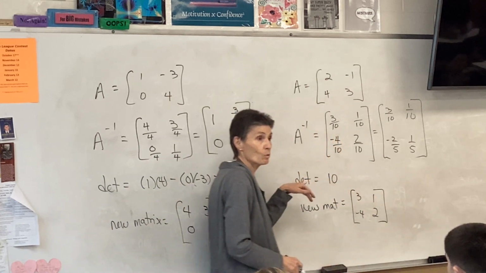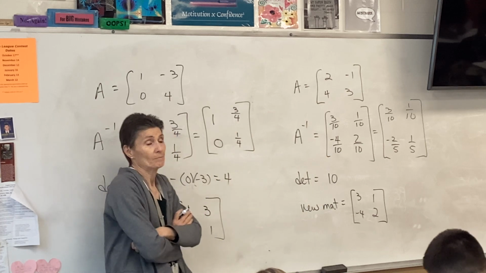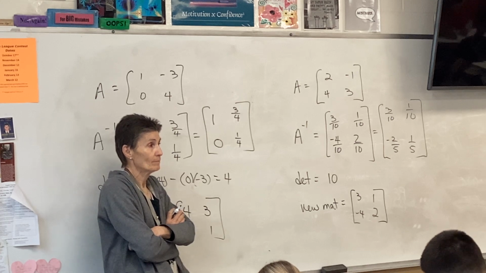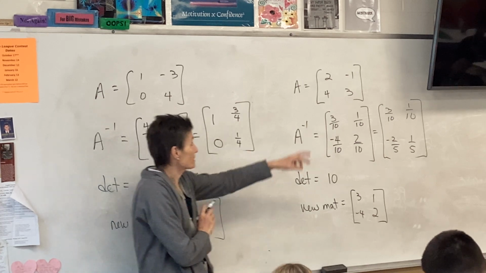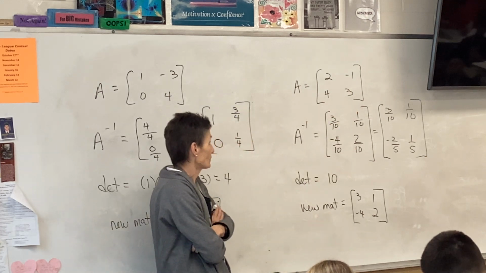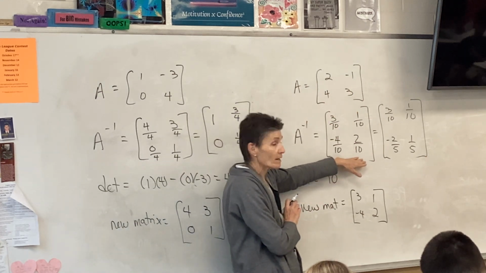Anybody have a question about that? Did you get 10 for your determinant? Because it's 6 minus -4. Did you reduce your fractions?